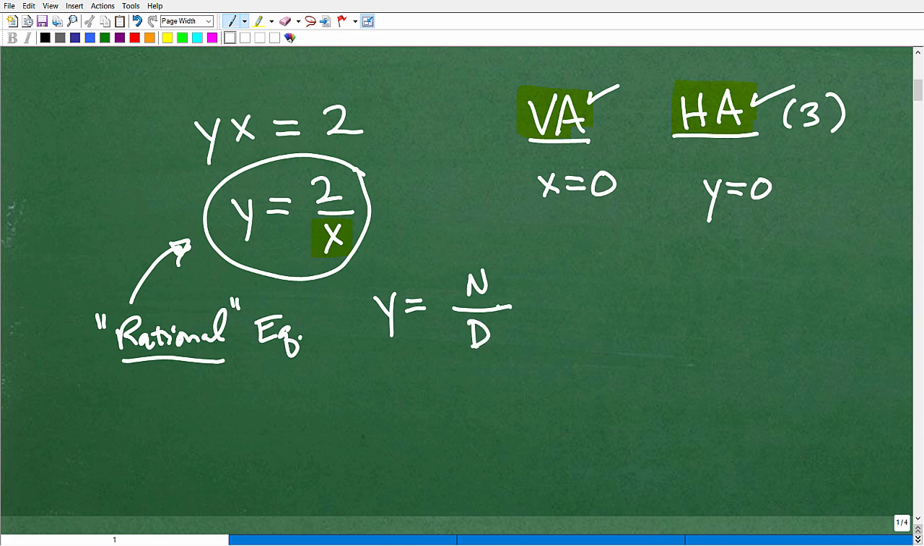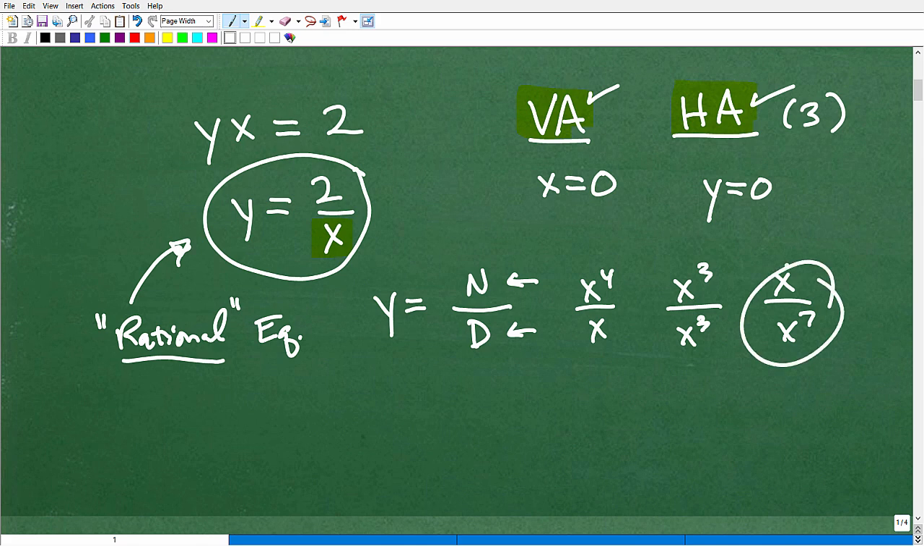Of course, it's 2 over x, but we have 3 cases: where the numerator is a greater power than the denominator, something like x to the 4th over x; or we can have x cubed over x cubed, where the powers are the same; or we can have a situation where the denominator has a higher power than the numerator. So we have that situation right here, where x is a higher power than the number. In that scenario, when you have that situation with a rational equation, the horizontal asymptote happens to be y equals 0.